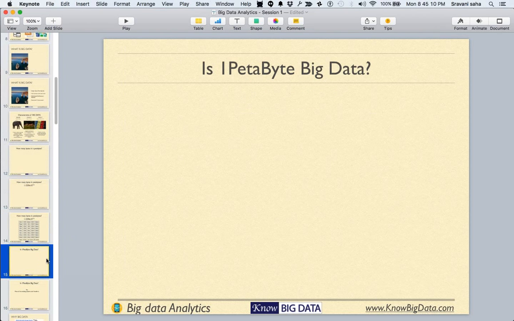So, all right. So is a petabyte big data? Whether you want to consider 1 petabyte as storage, or whether you want to process 1 petabyte of data or store it, do you think 1 petabyte is big data as per our definition? Or let me put it the other way, do you require multiple systems to store and process 1 petabyte of data?